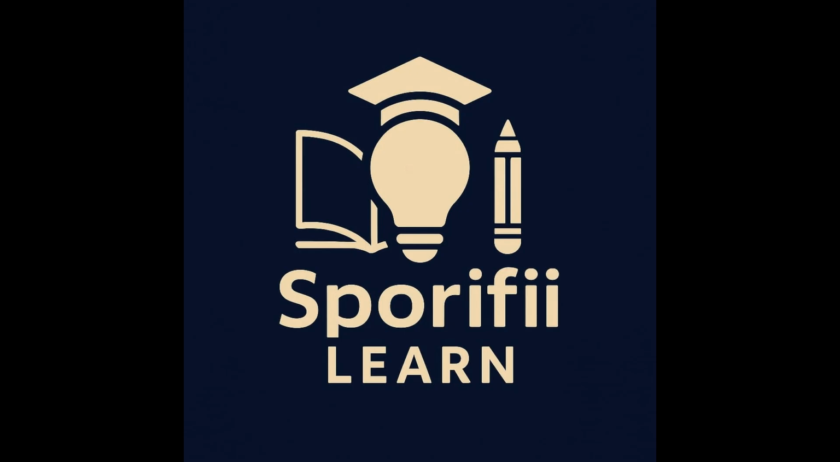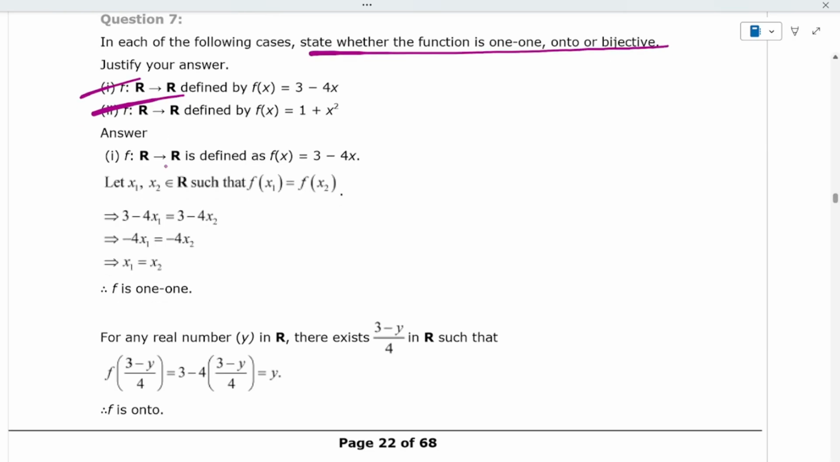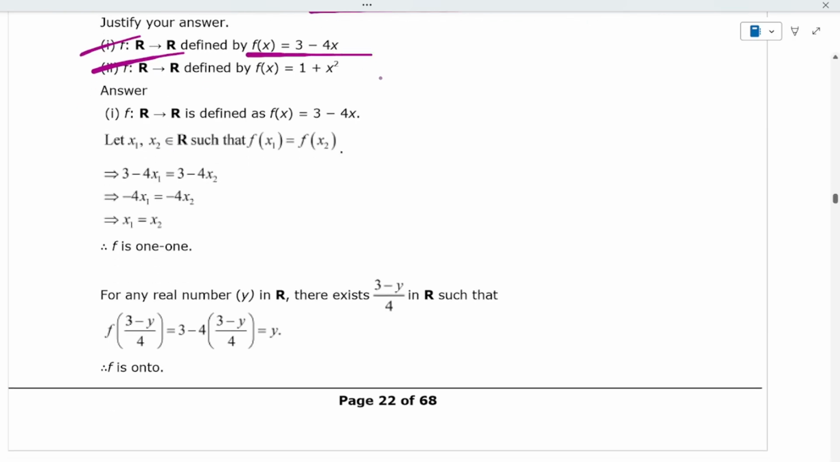Next, see the seventh question. They are saying, in each of the cases they have given, state whether it is 1-1, onto or bijective. Okay, let's see the first question. They have given the function f of x is 3 minus 4x.